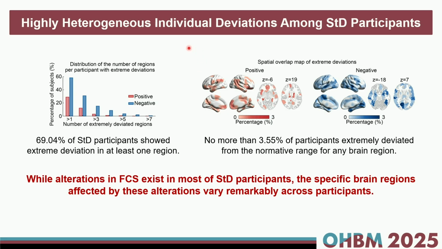Here are our results. For the individual deviations among STD participants, we found about 17% of STD participants showed extreme deviations in at least 1 brain region. And then for each brain region, we calculated the percentage of participants with extreme deviations, and we found no more than 3.5% of participants extremely deviated from the normative range. This finding suggests that while alterations in FCS exist in most STD participants, the specific brain regions vary remarkably across participants.